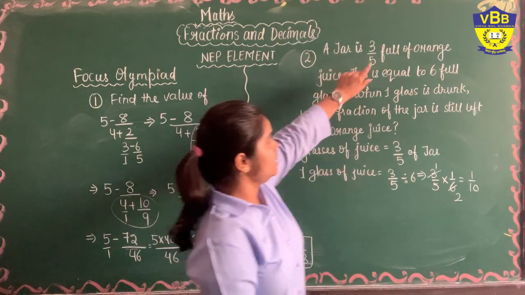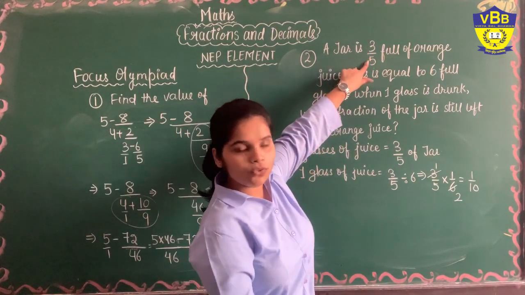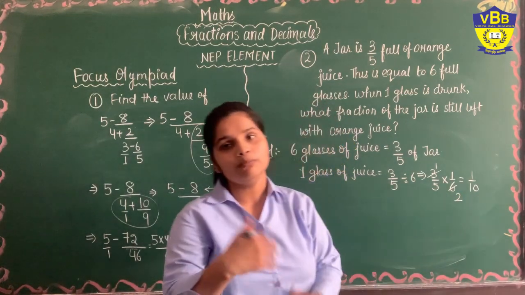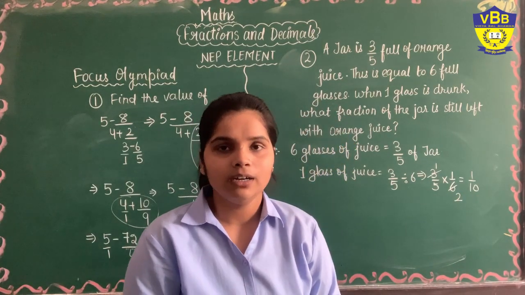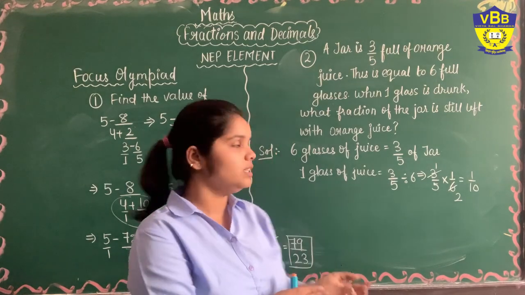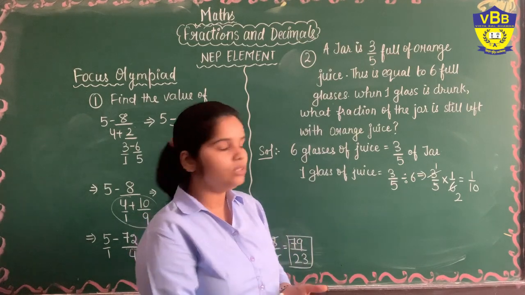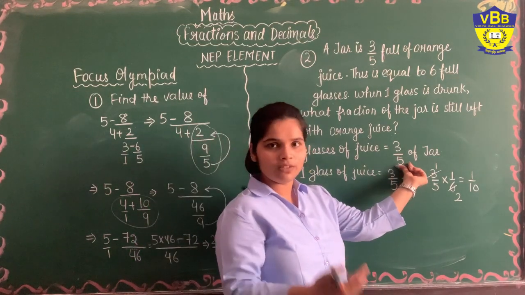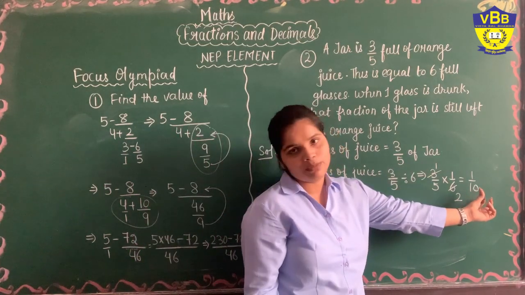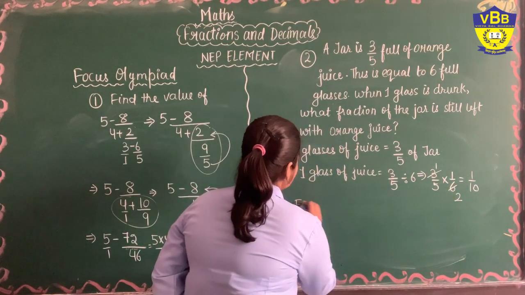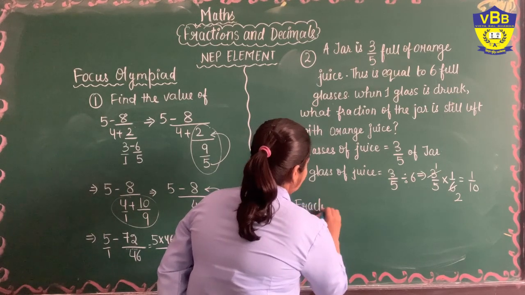If 3 by 5 of the jar was full, and out of that 1 upon 10 part of the jar has been drunk, what part is left now? What part of juice is left now in the jar? What will you do? We will subtract the two numbers. If 3 by 5 of the jar was full and 1 upon 10 has been drunk, what is now left? So, the fraction of juice left.